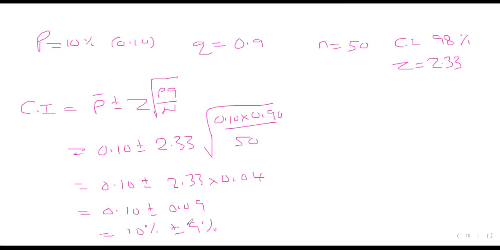So if you want, you can say 10% plus or minus 9%. When you subtract 10 minus 9, it's 1%. 10 plus 9 is 19%. So we are 98% confident that our true proportion, not mean, true proportion, will be between 1% and 19%.